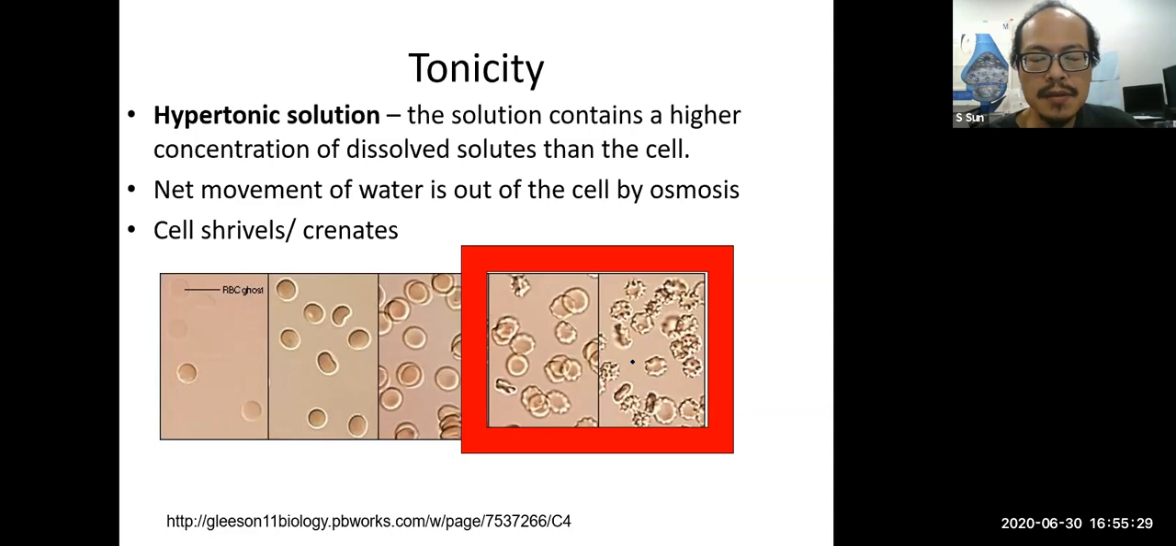So that's that. You probably will see this in a lab. In a real lab, we will see this underneath a microscope. We will put some red blood cells in the solution, and then see whether they swell or shrink, and decide whether the solution is hypertonic or hypotonic.